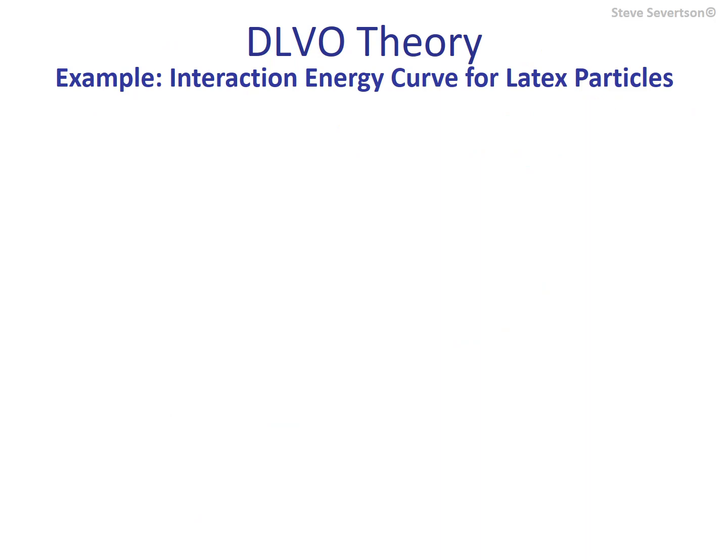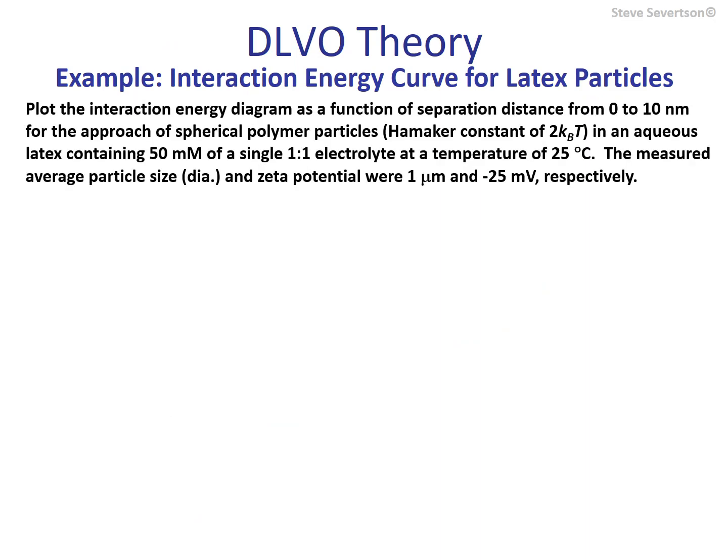To discuss DLVO theory, we begin with an example. We are asked to plot the interaction energy diagram, that's the total interaction energy, as a function of separation distance up to 10 nanometers for the interaction of identical spherical polymer particles in water at 25 degrees C. We are provided with the average particle size or diameter, which is 1 micron, possibly measured via one of the techniques discussed earlier, the Hamaker constant, which is given as 2 kBT, which we could look up, the zeta potential of negative 25 millivolts, which can be measured, we will discuss this shortly, and told that the water contains 50 millimolar of a single symmetric 1-to-1 electrolyte.